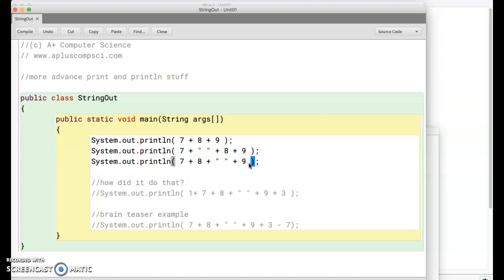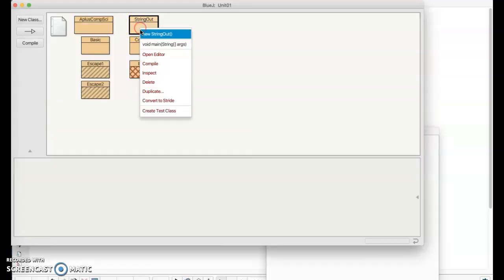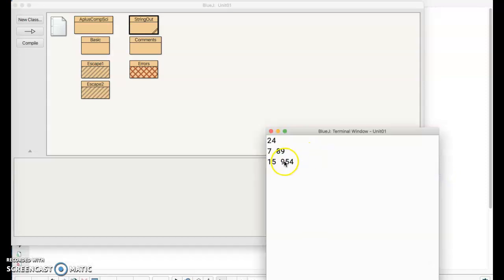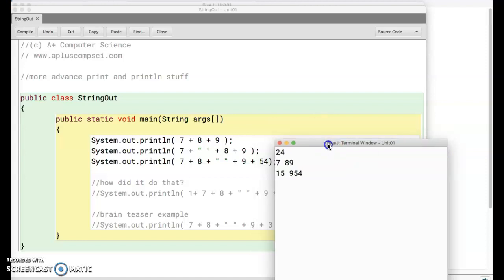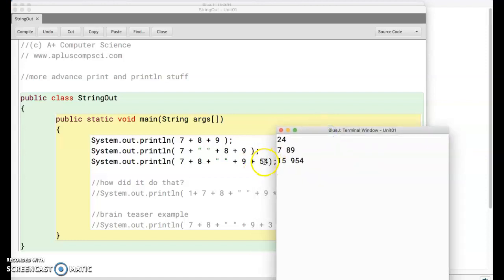So what happens here if I add 54 on? Do you think that's going to be 9 plus 54 is 63? Or do you think it's 954 basically? I don't know. Let's look. Oh, look, it's 9 and 54. Okay, so it puts it together. No matter what the number is, it's not going to add it, it's just going to put it together.